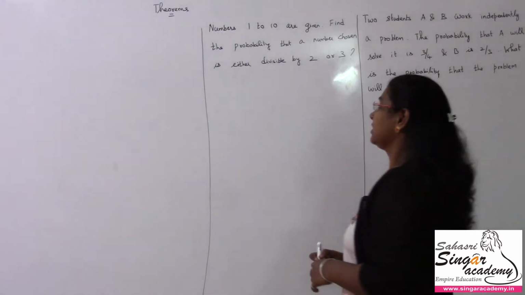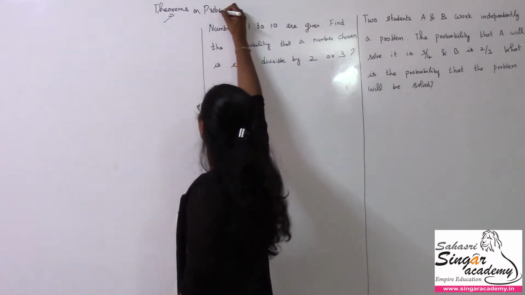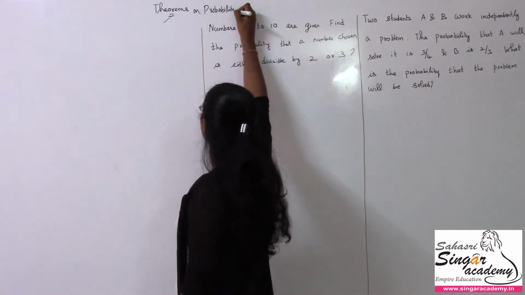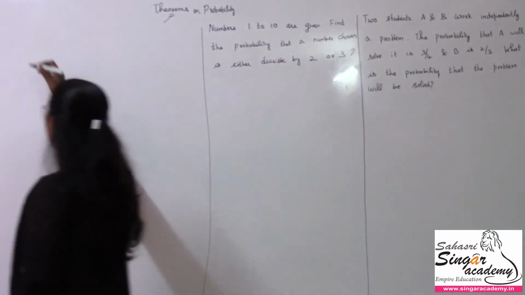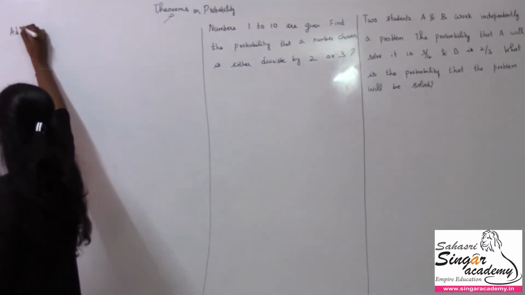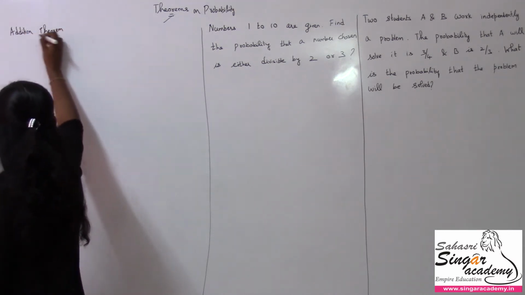Let us go on further discussion with respect to theorems on probability. When we talk about theorems on probability, we were discussing two theorems. One is the addition theorem and one is the multiplication theorem. Addition theorem talks about union and intersection of events.